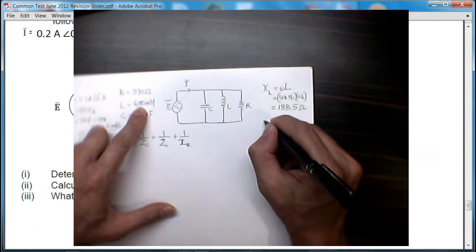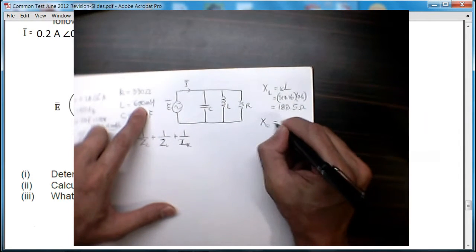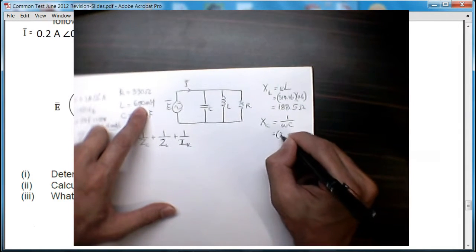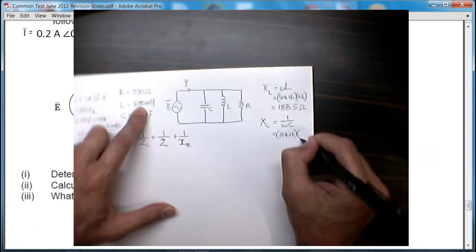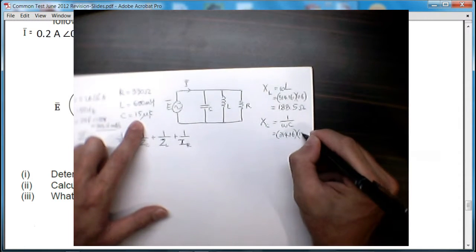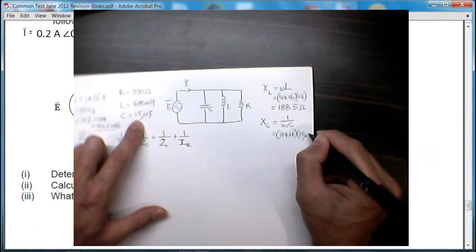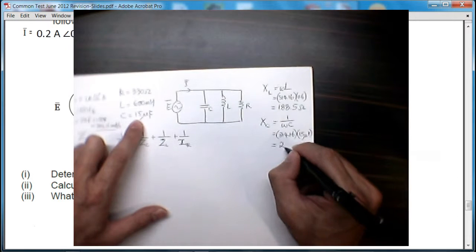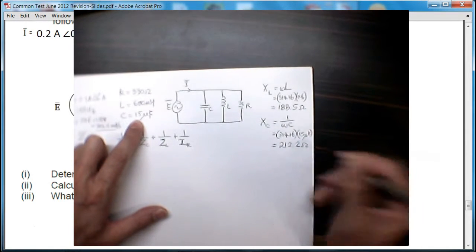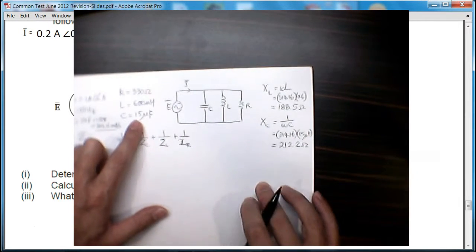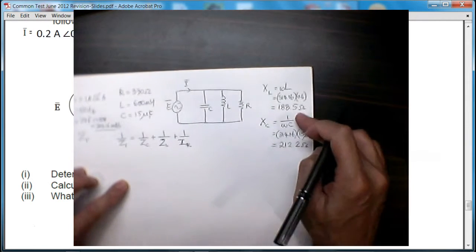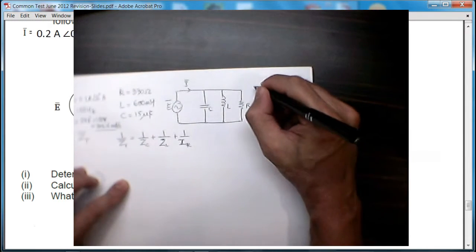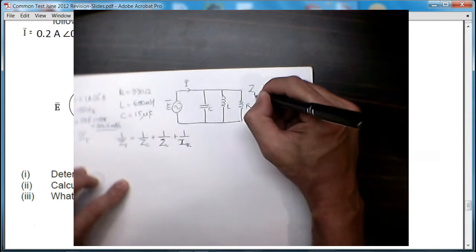Right, next I calculate the reactance due to the capacitor, which is 1 upon omega C. That's 1 upon 314.16 times 15 microfarad. That gives me 212.2 ohms. Right? So once I determine this, because these are pure inductance and pure capacitance, I can say that they are equivalent to the impedance.